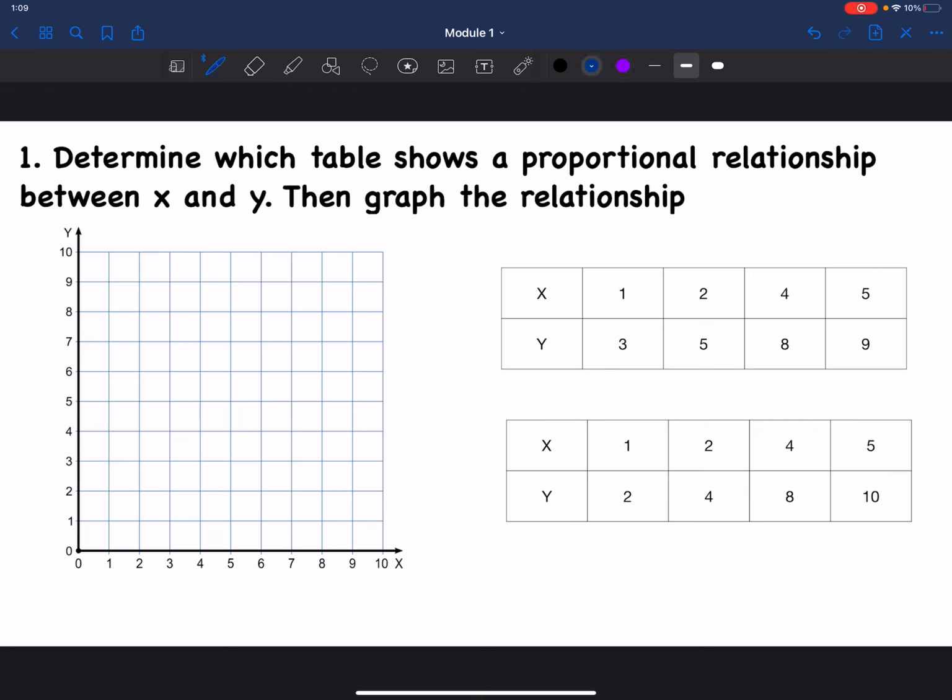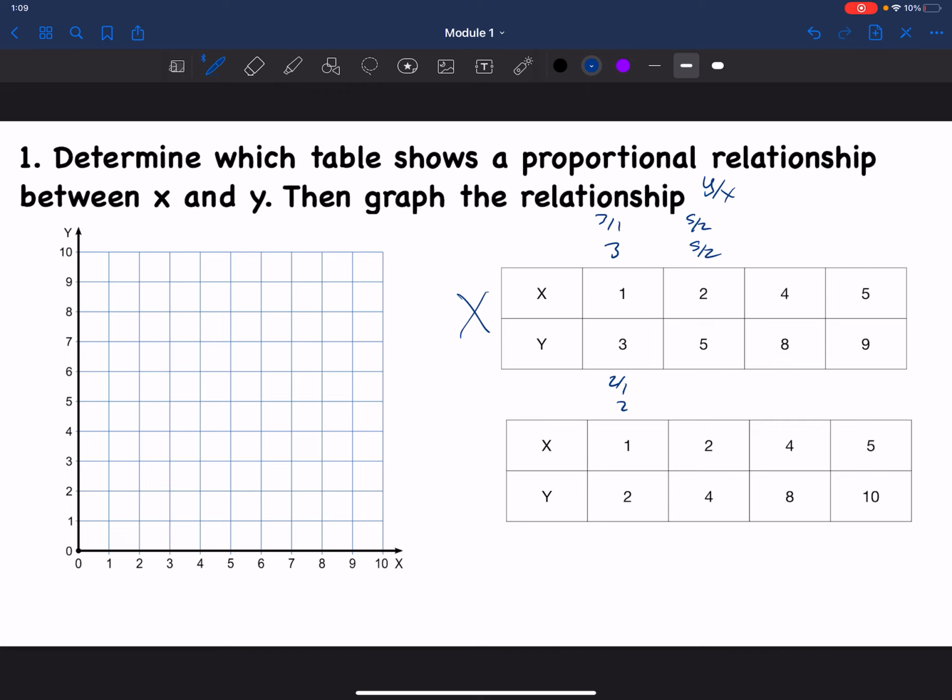So I'm going to start by doing y over x. We get that constant rate of proportionality by doing y over x. So here I'm doing 3 over 1, which simplifies to 3, 5 over 2, which simplifies to 5 over 2. And I can immediately tell this is not a proportional relationship because I'm not getting the same value every time I do y over x. So we're going to do it with the next one.